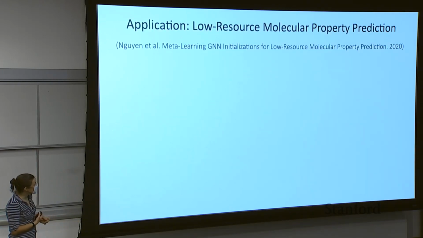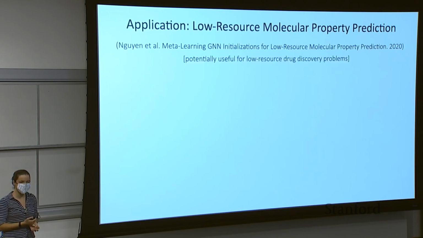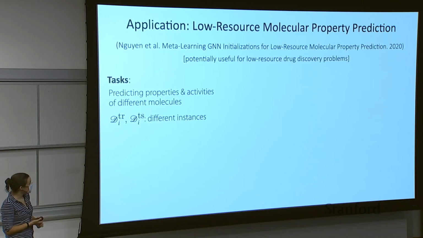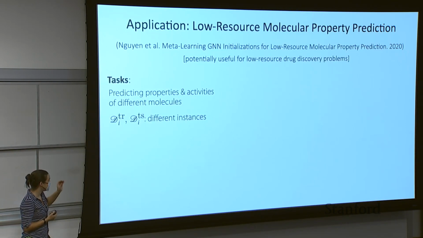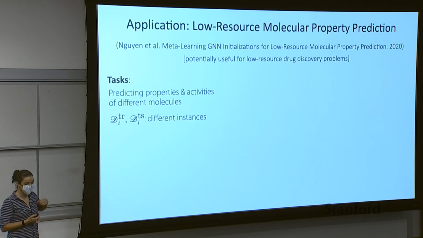Another example is predicting the properties of different molecules. This is potentially useful in drug discovery problems. Different tasks correspond to predicting properties and activities of different molecules. And dtrain and dtest will correspond to different instances of those molecules.